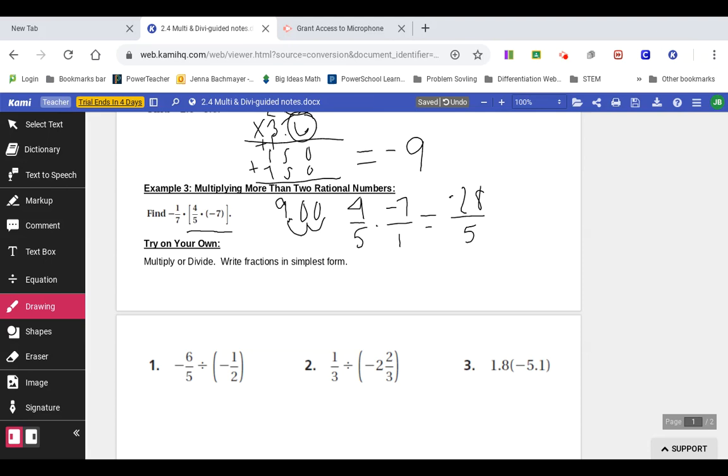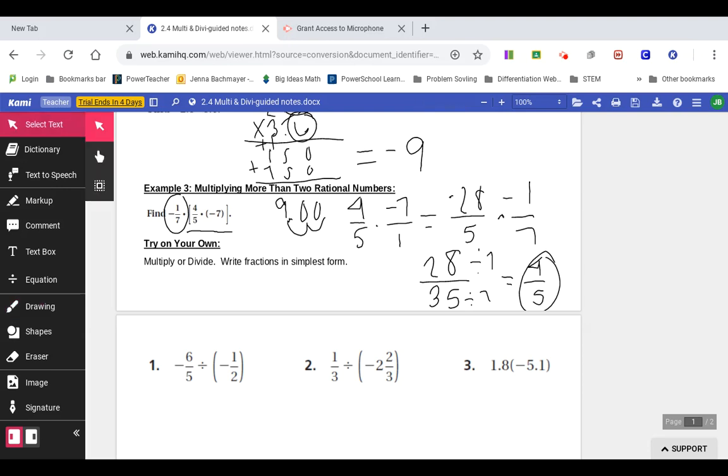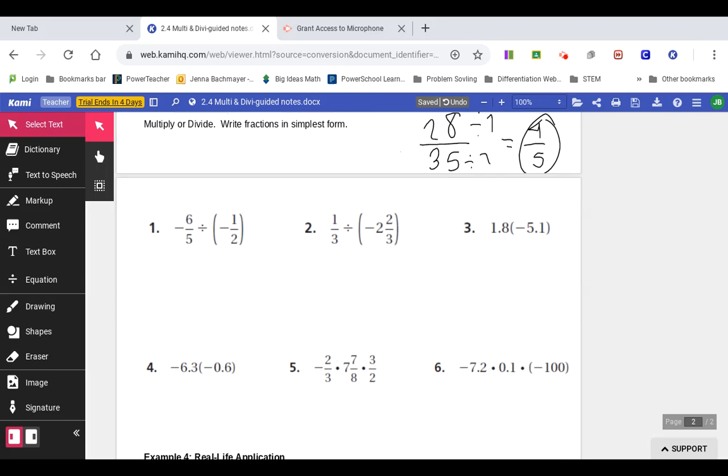Now I'm going to multiply that by this -1/7. So when I do this, I get a negative times a negative, and that is a positive. So 28 times 1 is 28. 5 times 7 is 35. I can simplify that. 7 goes into both of those numbers. So my final answer is going to be a positive 4/5. Go ahead and pause the video and try the next 6 problems on your own.